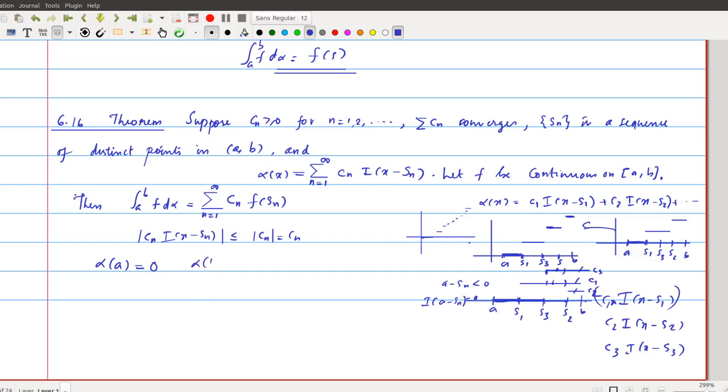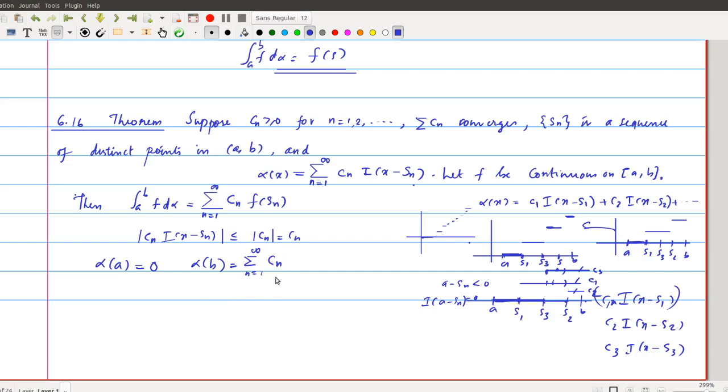When you consider alpha of b here, then b minus Sn is always greater than 0. Okay, so because Sn is always less than b, this quantity will be always 1. Therefore this is nothing but summation n equal to 1 to infinity Cn. So that will be our alpha of b. Okay, so these are the immediate observations of this hypothesis.